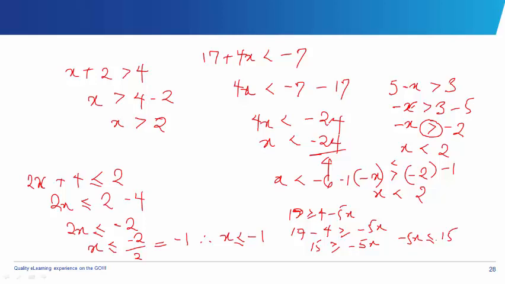Okay, so whenever you turn the equation around, the sign also changes. So minus 5x is less than or equal to 15, and dividing by 5, minus x is less than or equal to 3. So to change this minus to positive, we multiply by minus 1. So it gives us that x will now be, the sign also changes, greater than or equal to minus 3. So this is our answer.